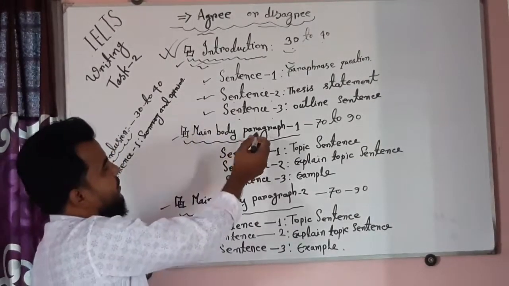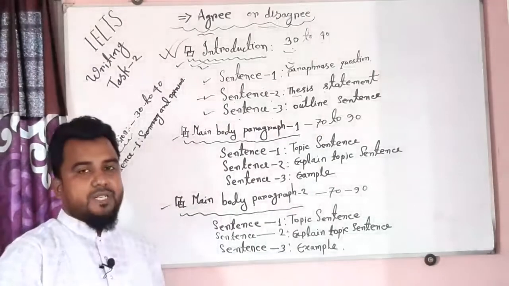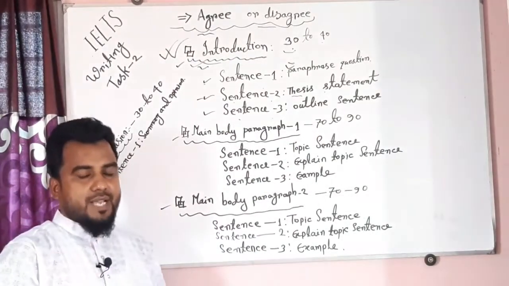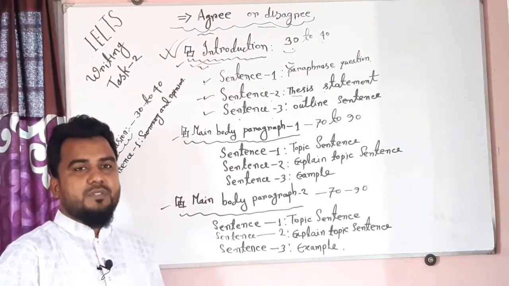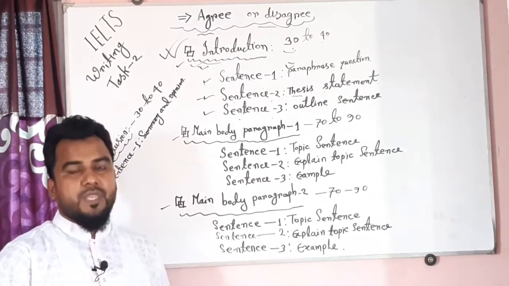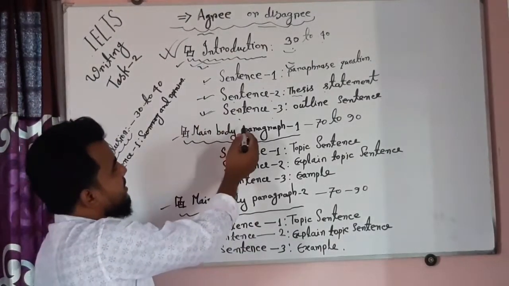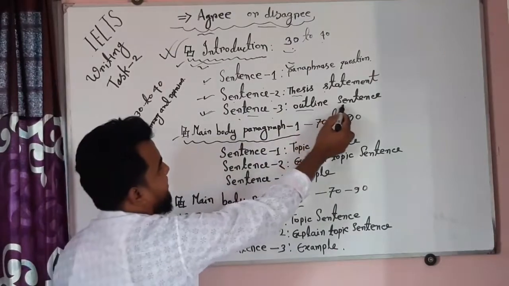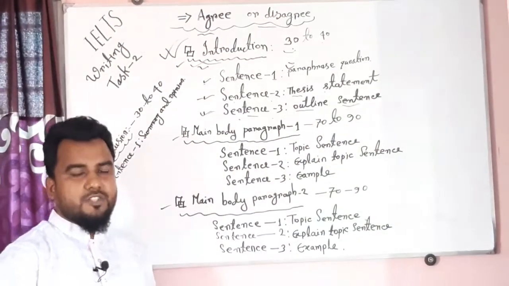Sentence 2 is the thesis statement. That means you have to write the statement of the topic, exactly the summary of the topic, which says about the matter and the subject. You have to mention it here. The third, sentence 3, is the outline sentence, where you outline the topic.